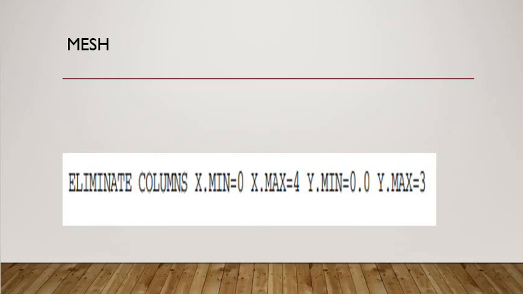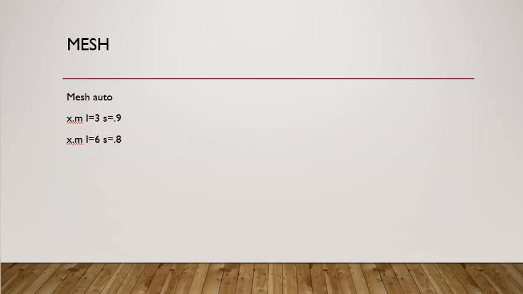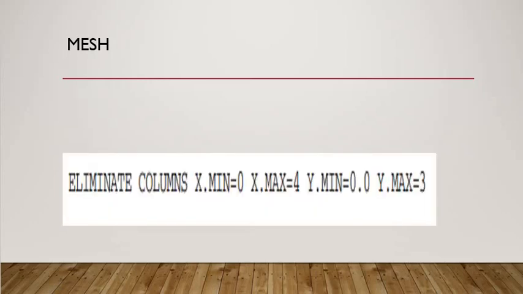Other than that, I will explain one more thing, mesh auto. One more thing I will add on eliminate is that, as I told you, in air you don't need meshing, so you can remove that in the form of a rectangle. That area you don't need, so you eliminate columns and define the rectangle. You know that x min, x max, y min, y max represent a rectangle.